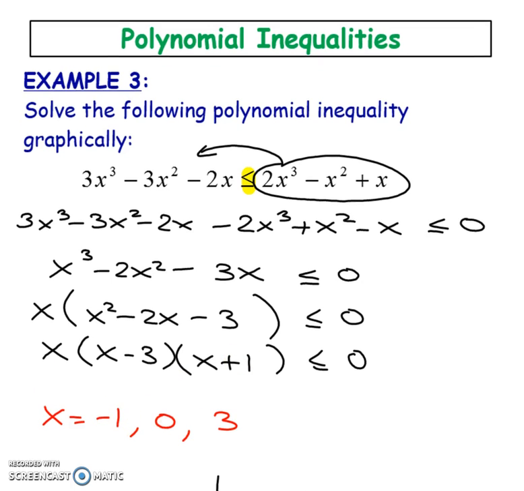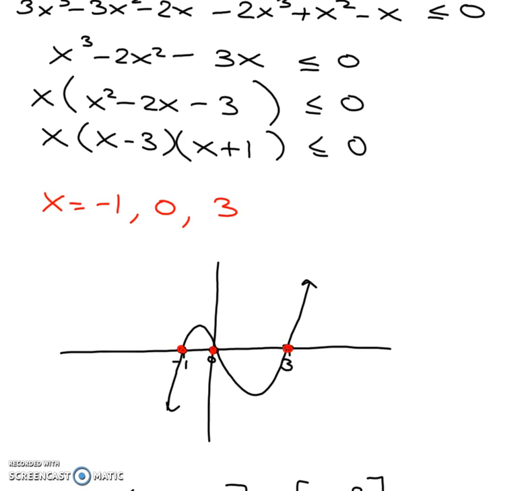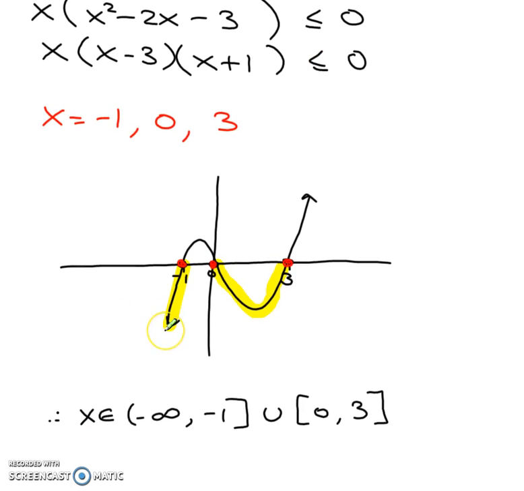If I decide to draw this, it looks like a positive cubic, so I have something like this, and those are my x-intercepts right there. Okay, so where is it less than 0? Less than 0 looks like down here and right here. Okay, so then how do we write this? Because you want it less than 0 and also equal to 0, we're going to have square brackets. So it's going to be negative infinity all the way to negative 1, including negative 1, so square bracket, united with 0 all the way to 3, including both those numbers, square brackets as well. Okay, so this is how you solve inequalities using graphing method.